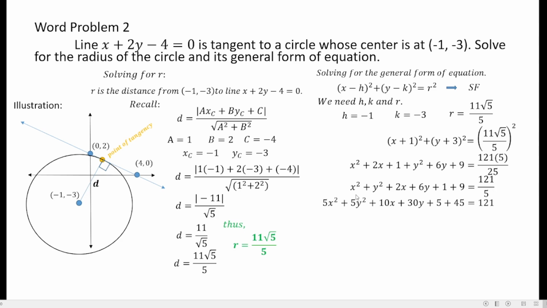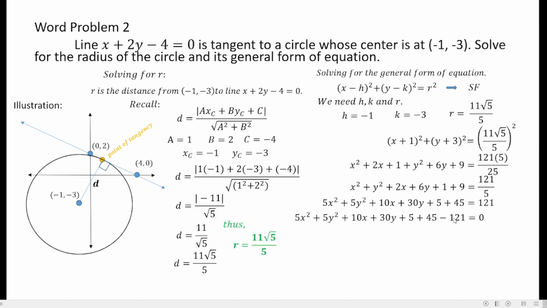So I will come up with 5x squared plus 5y squared plus 10x plus 30y plus 5 plus 45, and then this becomes 121. So I cancel 5 here because of course if I multiply this by 5, 5 over 5 becomes 1. 121 times 1 is just simply 121. Then just arrange now. Additive inverse, I should make this 0. So subtract 121. Okay? So again, by the property of equality, I should also subtract 121 on the left side. So that's why I have here minus 121.